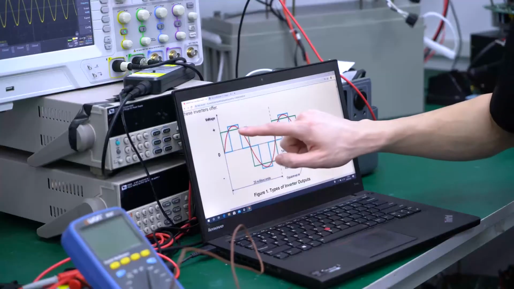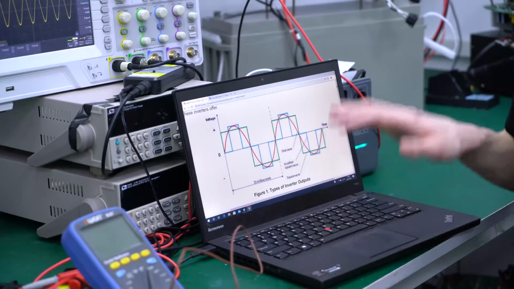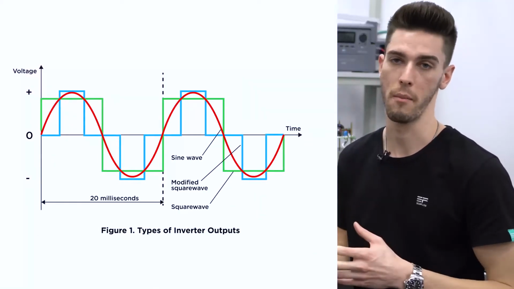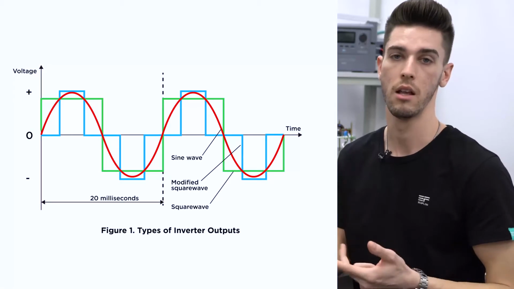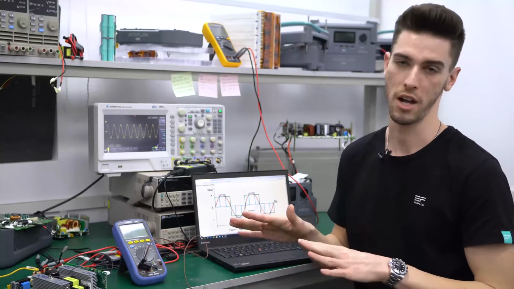All right, so this green line represents a square wave. The blue line represents a modified square wave. Now, these two inverter types are easier to manufacture and cost less, but they have some drawbacks, like poor device compatibility, low power output, and high risk of damaging electronics. So these are not a good option.